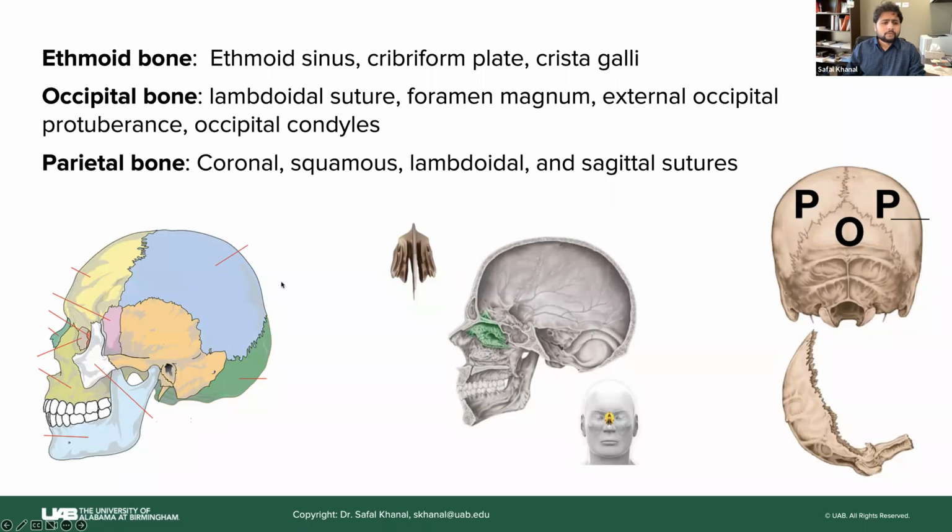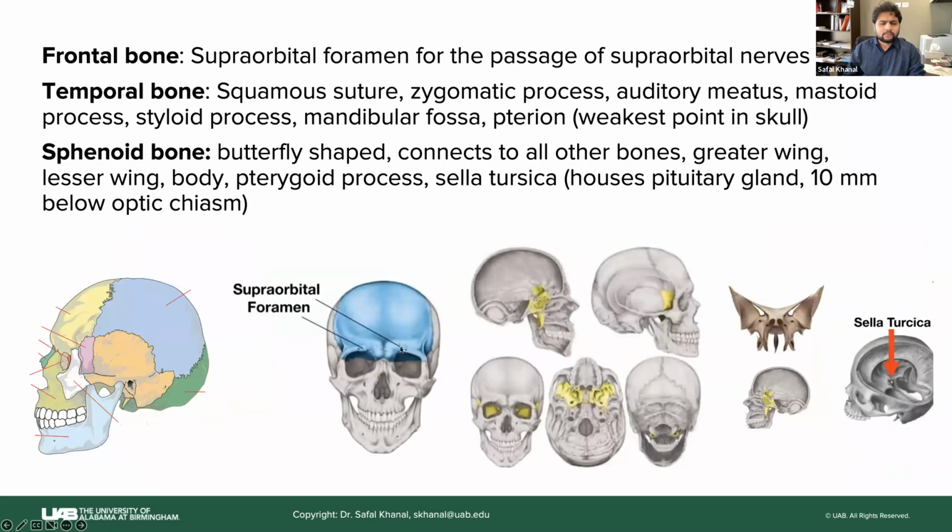The parietal bone has the coronal suture in the front, squamous on the side, and lambdoidal at the back. The parietal bone is separated into two halves, right and left, by the sagittal suture. Now, the frontal bone has a foramen for the passage of the supraorbital nerves. This is called the supraorbital foramen.